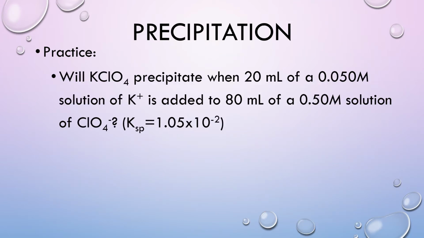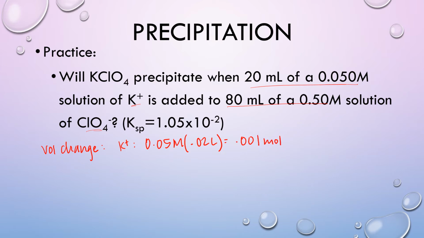All right, so we're going to do another example. This time we're just told the ions being added. We aren't given the full salts, but we are adding two solutions together. So again, we have to deal with our volume change to get our new concentrations. For potassium, we had 0.05 molar, and we had 20 milliliters of it. That gives me 0.001 moles. But then my new volume is 0.1 liter. So I get 0.01 molar of potassium.